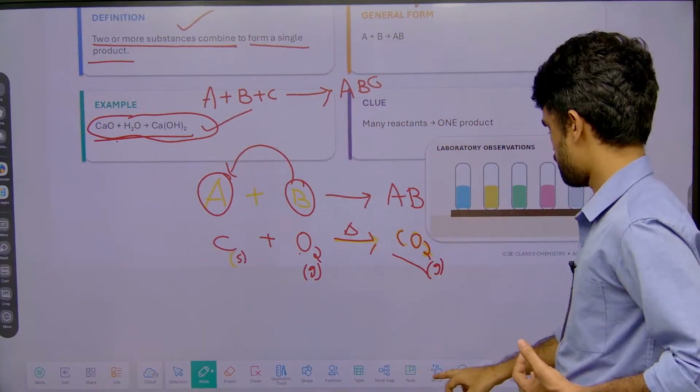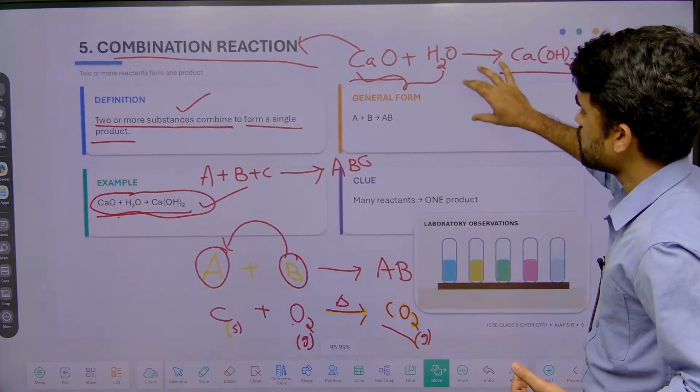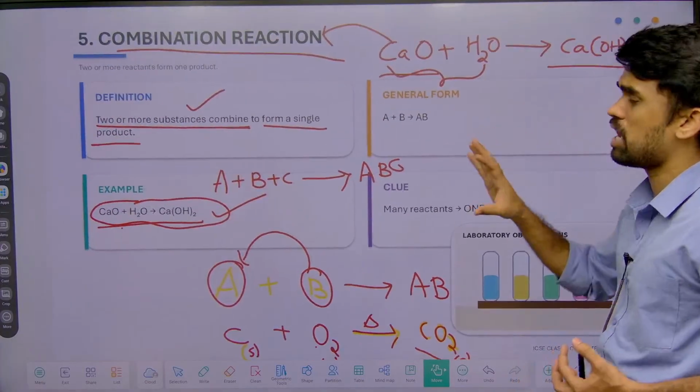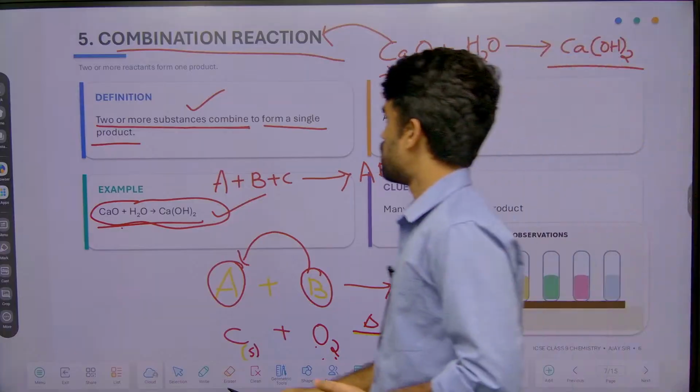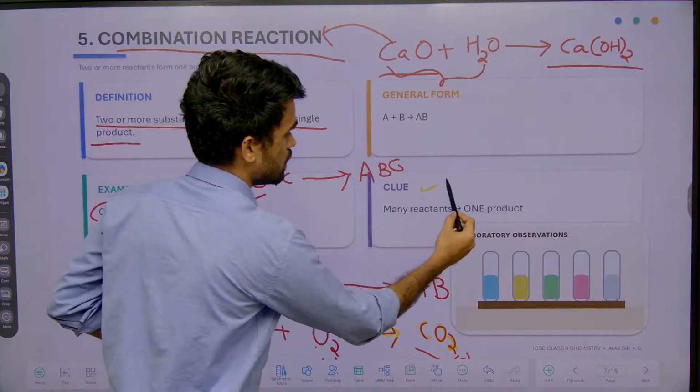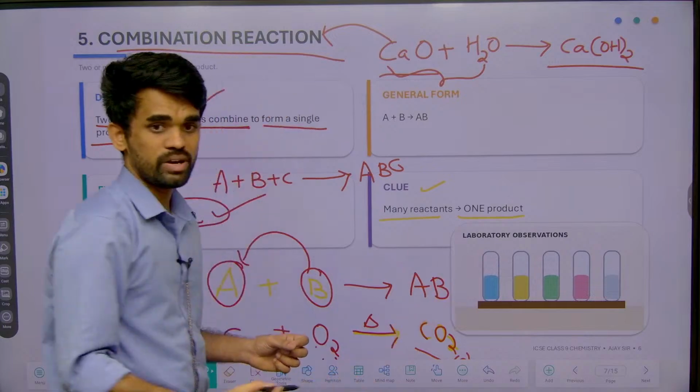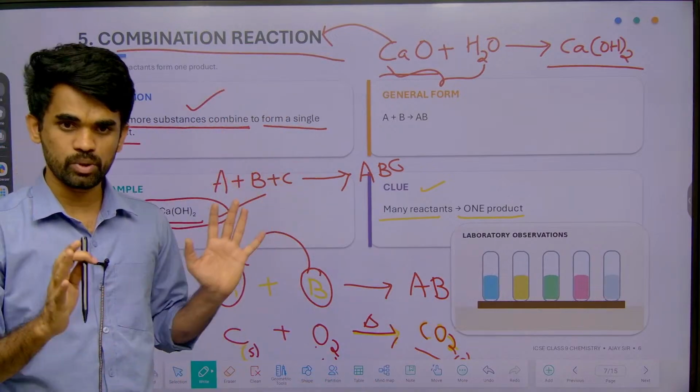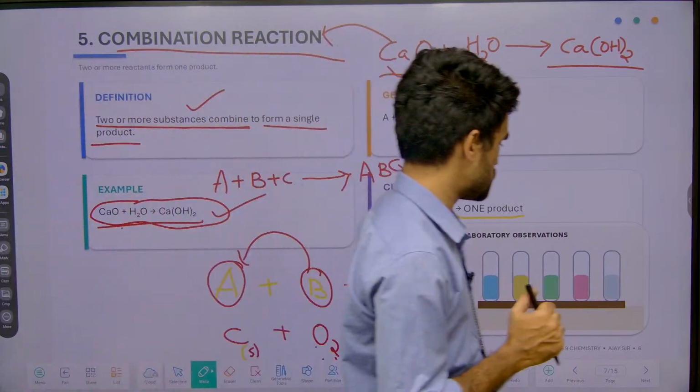Okay, that's it. Next, what is the clue I am giving for this particular reaction? For combination reactions, you should get many reactants, one product. What I am saying is, many reactants, one product. That is what combination reactions are.